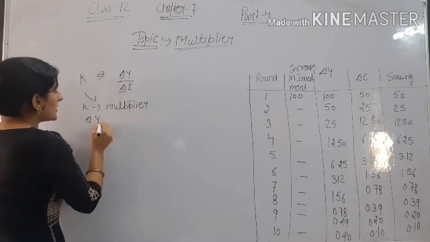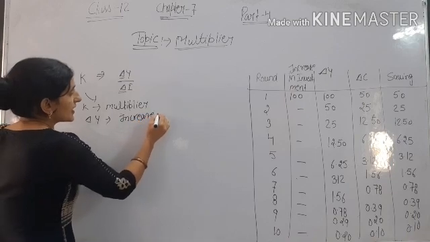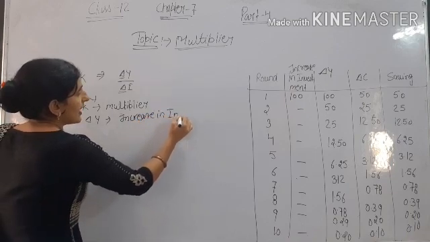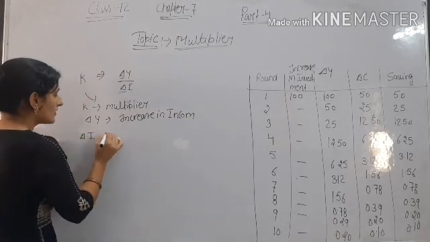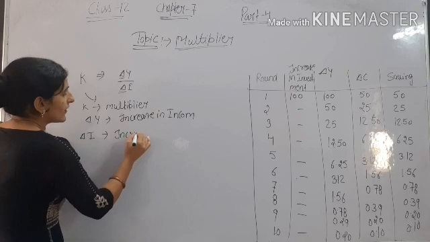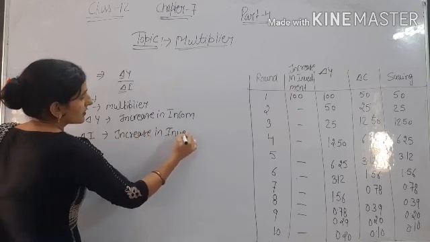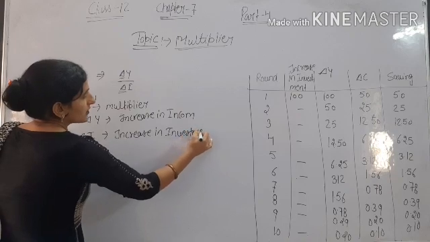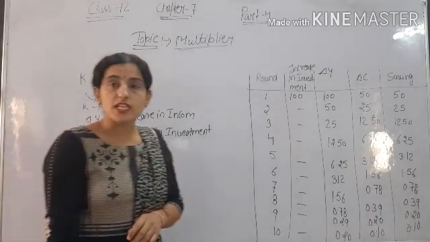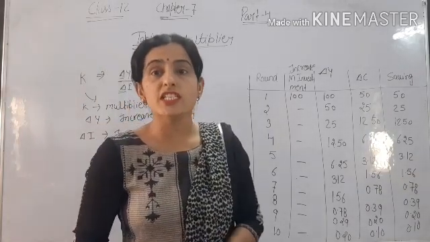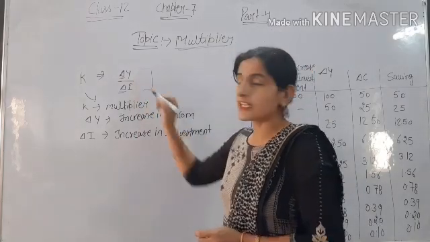and change in Y means the increase in income, or we can say the change in income, and delta I means the increase in investment, or change in investment. So the multiplier is K equals change in Y upon change in I. This is our formula for calculating the multiplier.